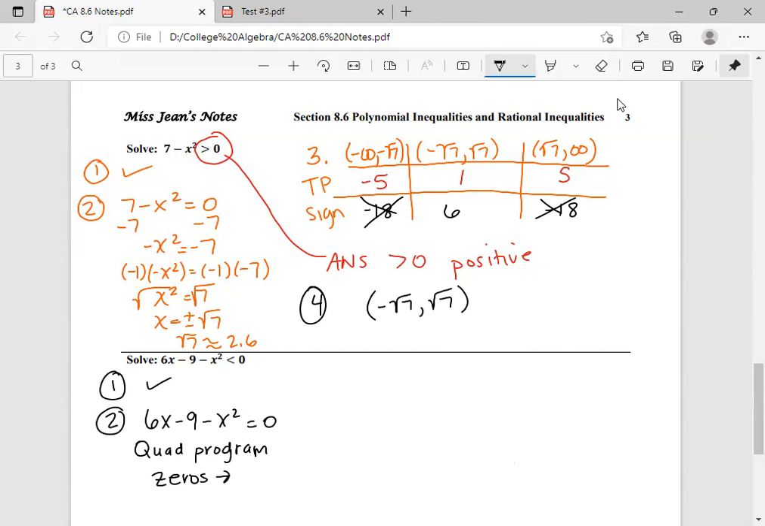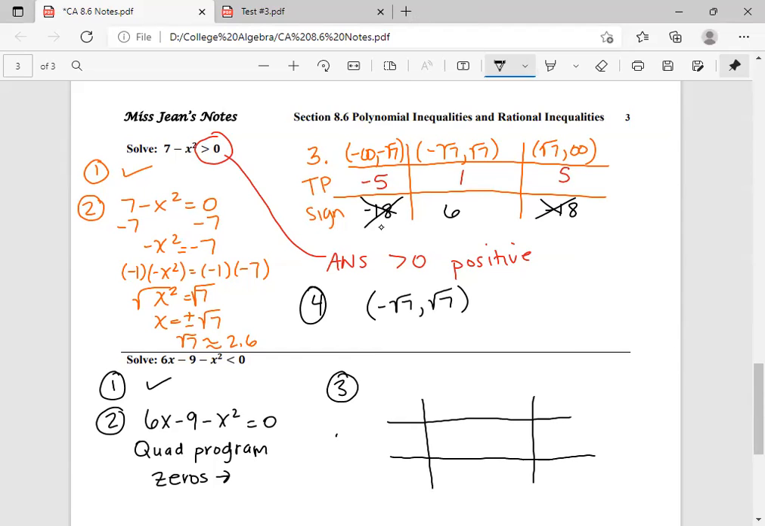If you're following along on Zoom, you're going to type what the zeros are in your chat. While they're doing that, since they haven't typed anything in, I'm going to go ahead and start making my table. It'll be ready for us if we need it.